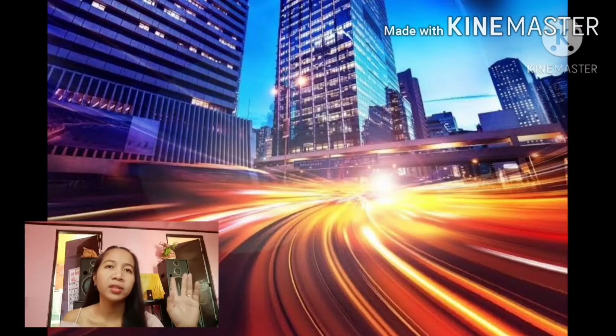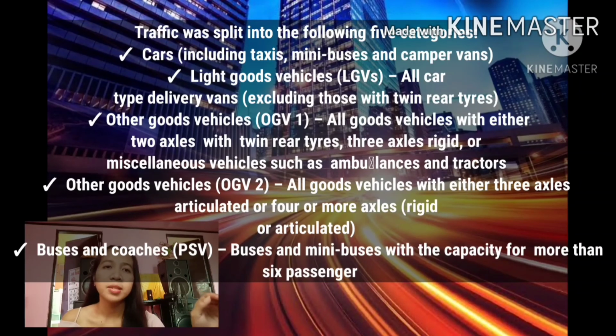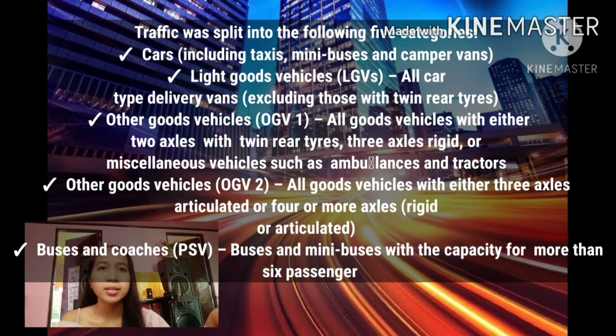So what are those? We have the cars, kasama na yung taxis, minibuses, and camper vans. Next is the light goods vehicles, so all car type vehicles, all delivery vans. Other goods vehicles, so either 2 axles with twin rear tires, 3 axles rigid. Next is the other goods vehicles, so all goods vehicles with either 3 axles articulated or 4 or more axles. Lastly, we have the buses and coaches. Yan yung mga buses and minibuses with the capacity for more than 6 passengers.